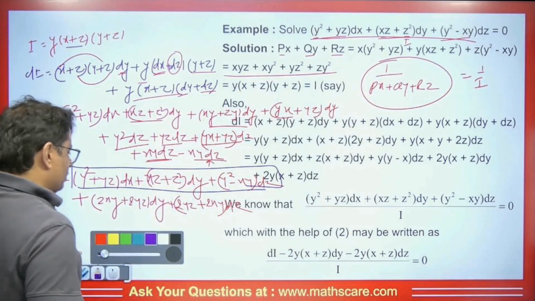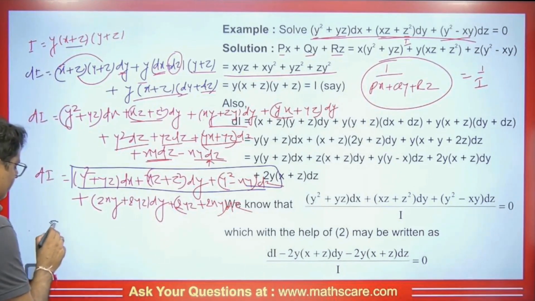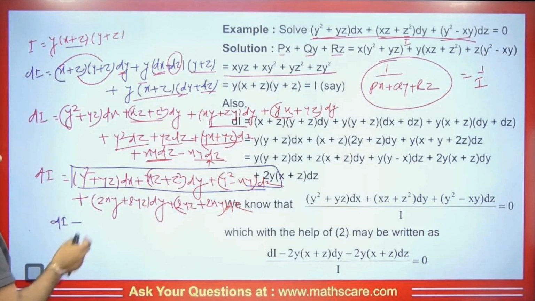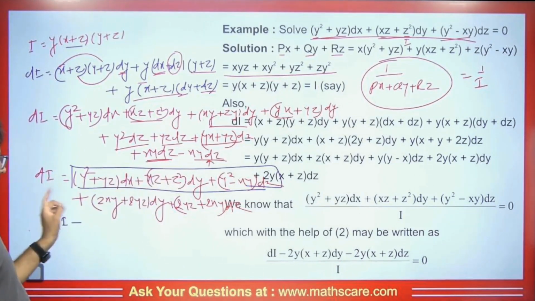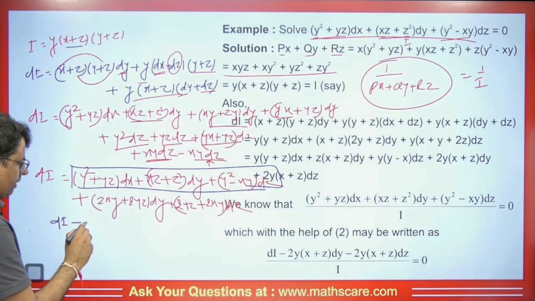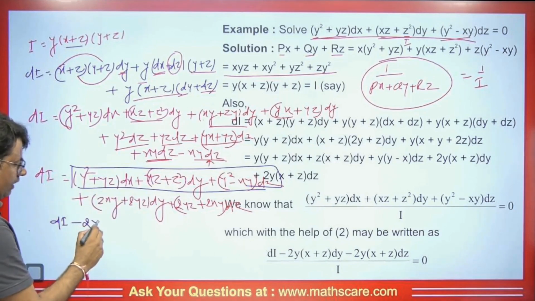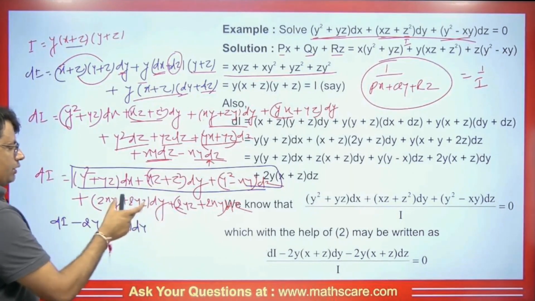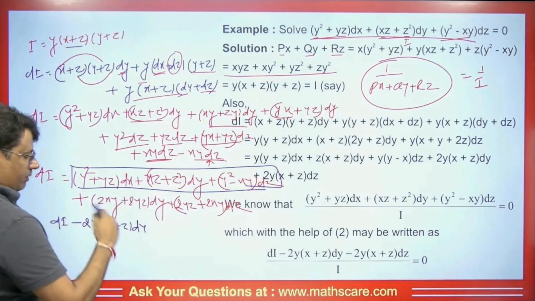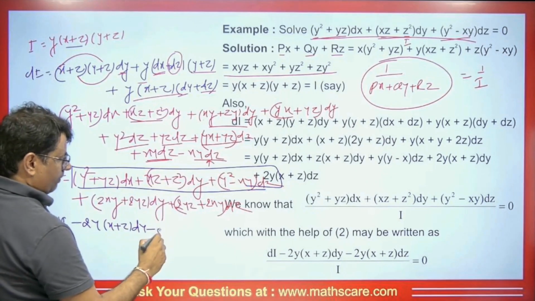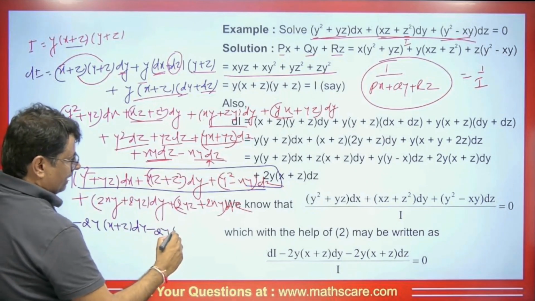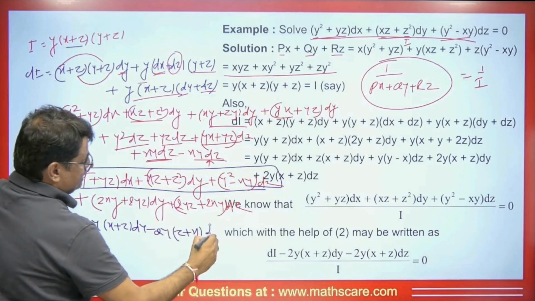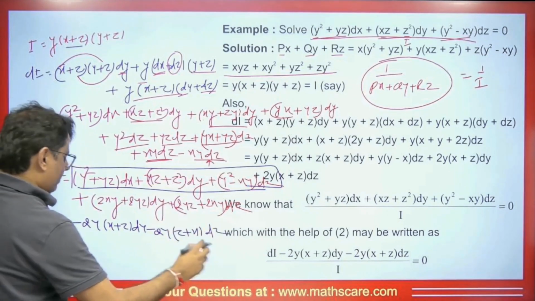So as soon as you divide the term we get here, pay attention. This will be dI, and then the value of this term here, we kept as dI minus this. I will take 2 common, and y is common from here. It will be (x plus z) into dy. And these two terms will move to the other side. This will become minus and this will also become minus. So we will take 2y common. We will get (z plus x), multiplied by dz, right? We will get 0 equal to it.